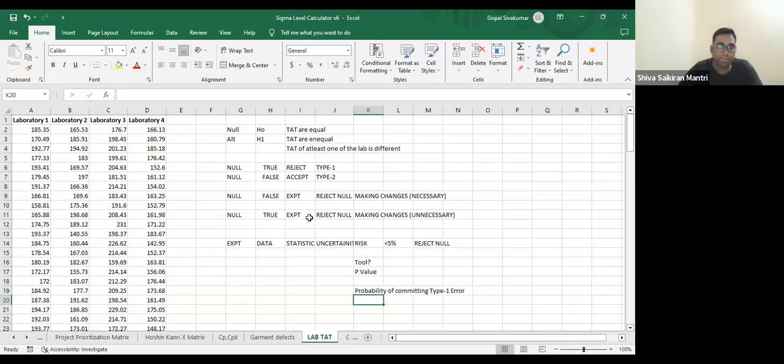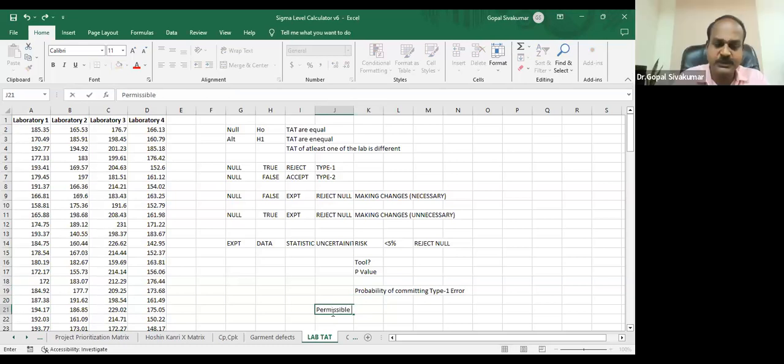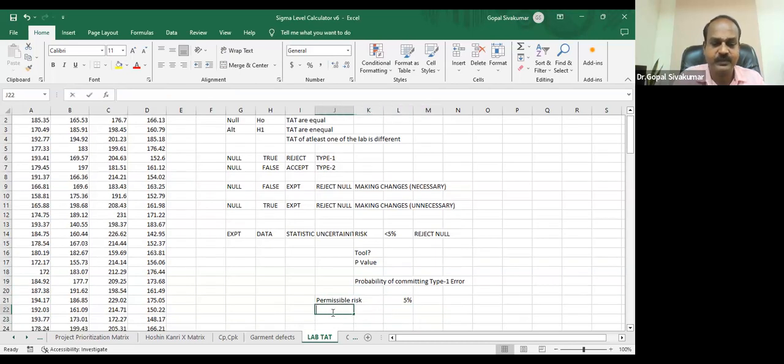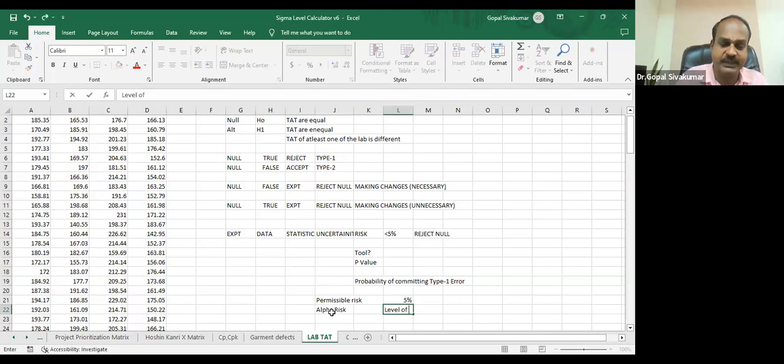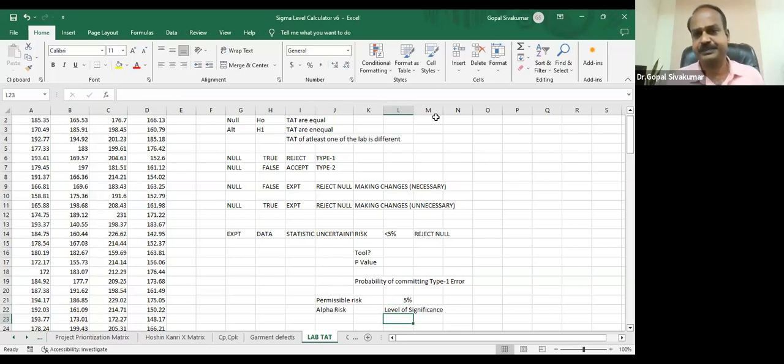Right. So always the permissible risk is 5%, not more than that. This is what we call alpha risk. The other name is, this is also known as level of significance. All right. Hope whatever I typed in the Excel sheet, you are able to understand.